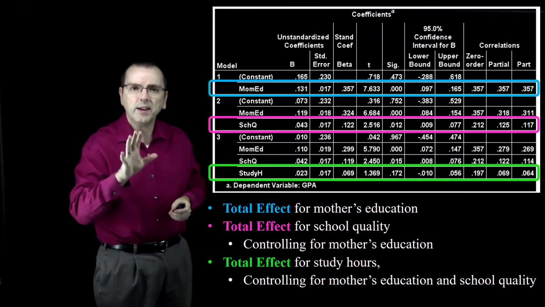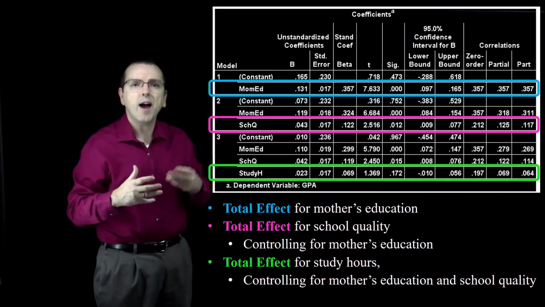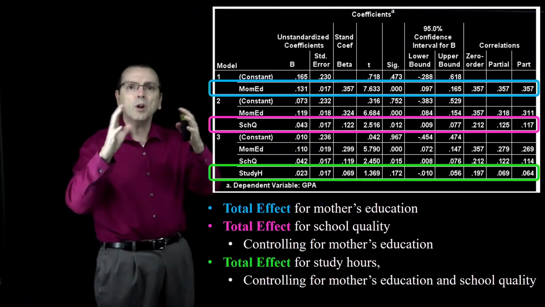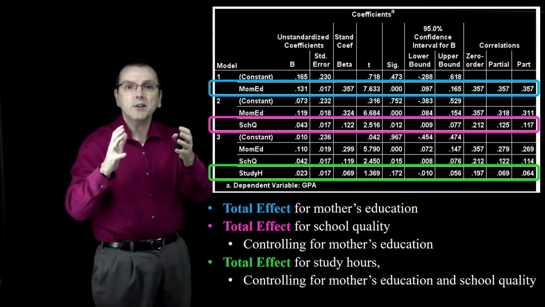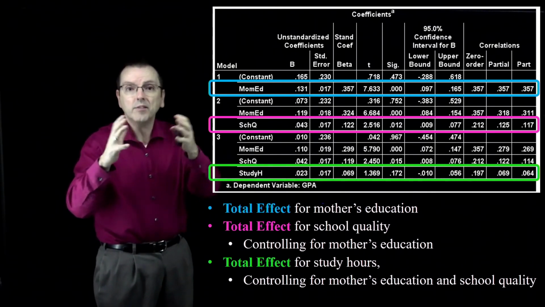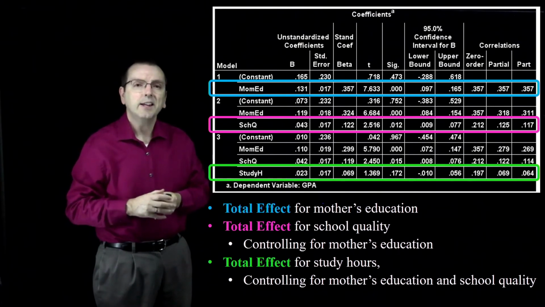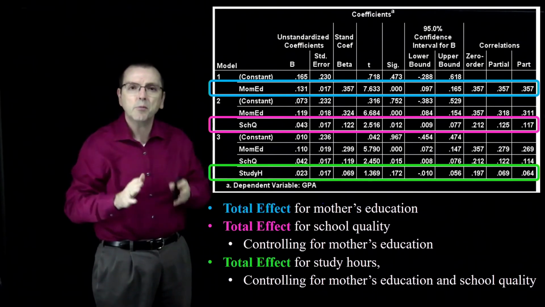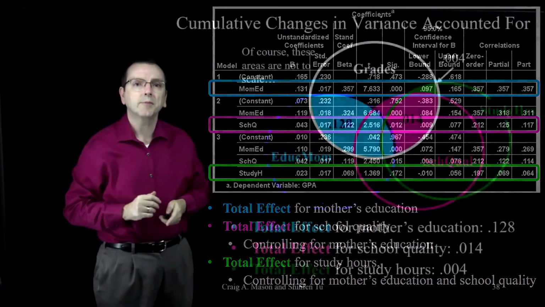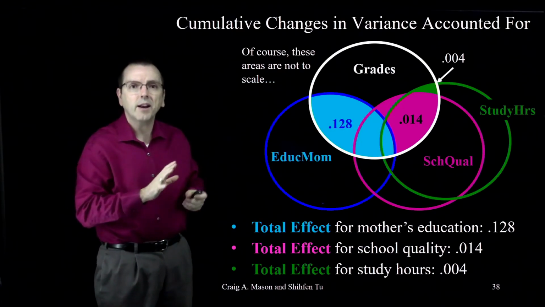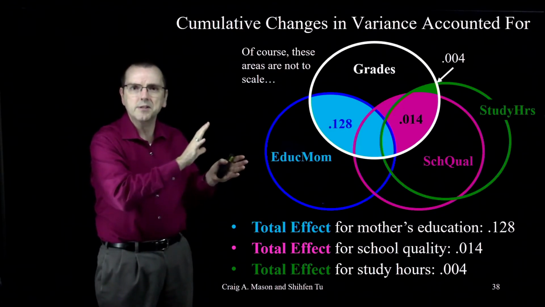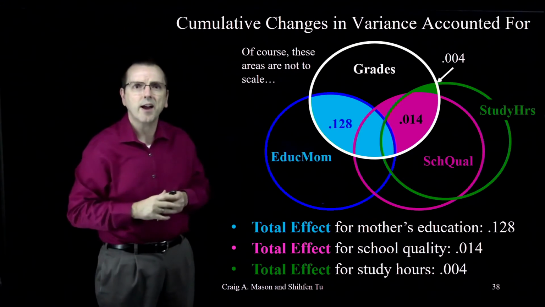One way of thinking of this is that we've divided or partitioned that total R squared, the total effect of all of the predictors as a set, into pieces associated with each individual predictor. For clarity, let's take a moment and look at a Venn diagram here.